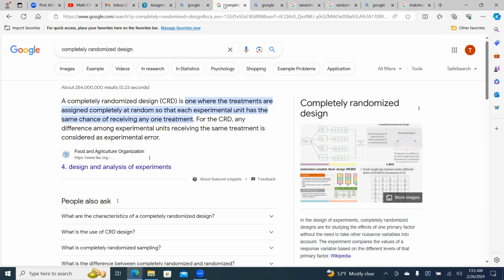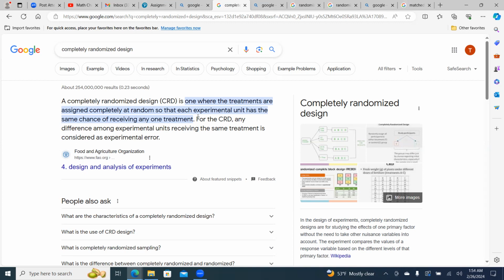So a completely randomized design, CRD, is one where treatments are assigned completely at random so that each experimental unit has the same chance of receiving any one treatment. And of course, we're not talking about something that's the focus of this course. Usually there's two, a treatment and a control. In other words, a treatment and a placebo. But you could have something like 3 treatments and a placebo, so 4 treatments. The placebo is considered getting a pill or something like that.